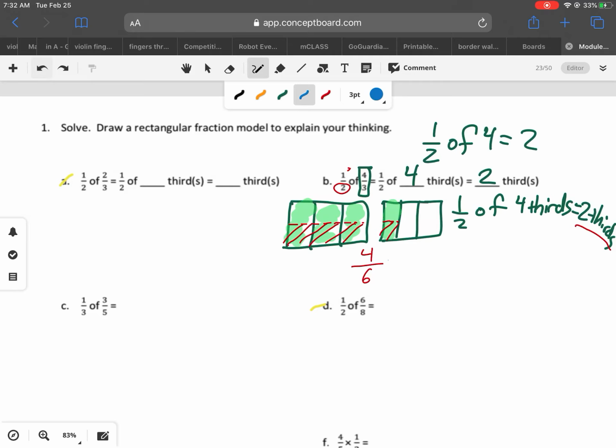Sorry, there was a glitch. Alright, so we're going to go and we have 4/6. It's the same as 2/3. We have 4/6, which is the same if we divide by 2 on both top and bottom, we get 2/3. Okay, so we're going to divide by 2.